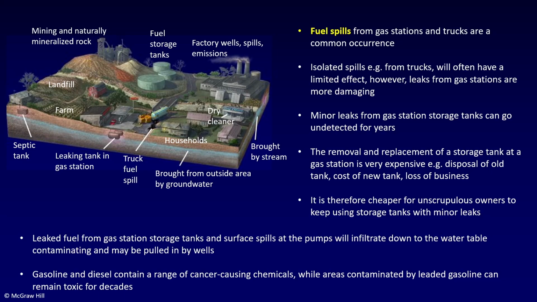Now, in terms of gasoline and diesel, which is the stuff that's primarily being released, it contains a range of cancer causing organic chemicals. So, these are going to obviously have very serious health implications. And because this is a persistent leak, it's not going away. This means that there will be a supply of these dangerous chemicals into the groundwater over a very prolonged period. So, it can cause very serious harm to the local population.